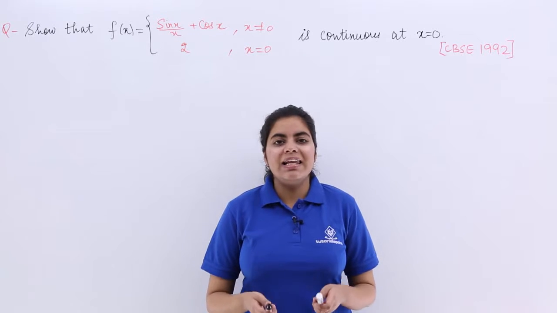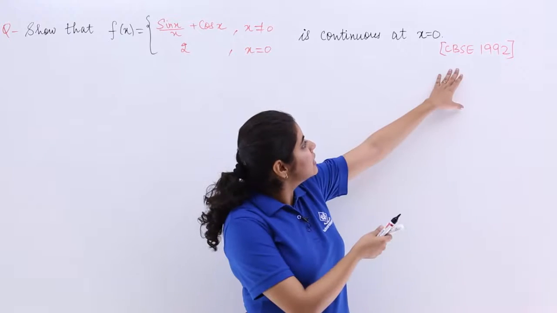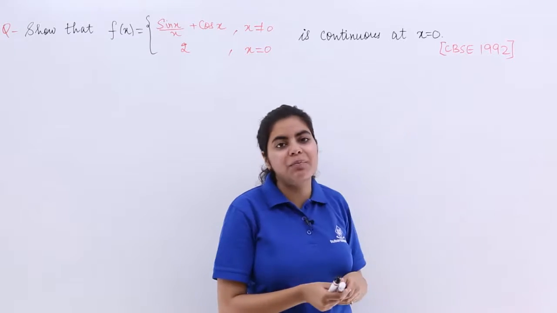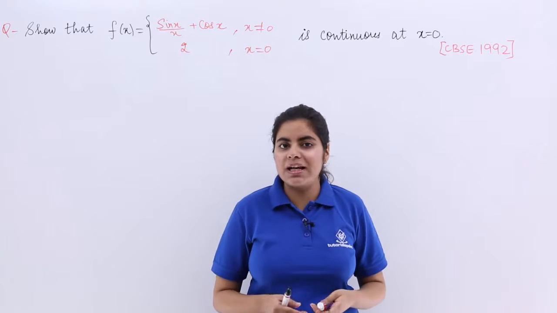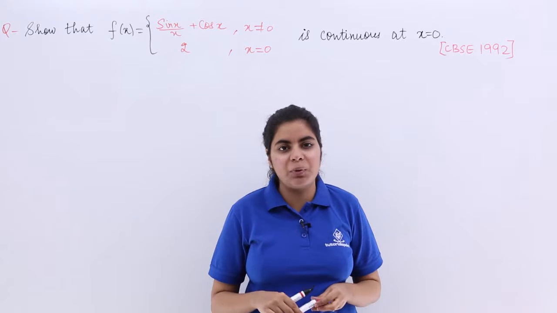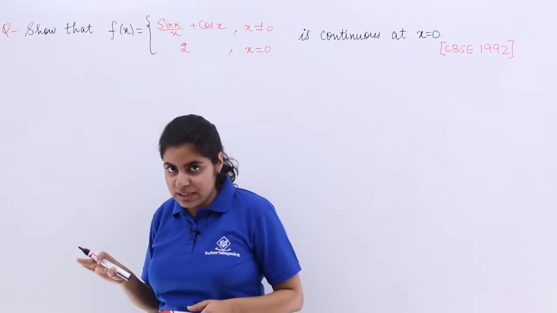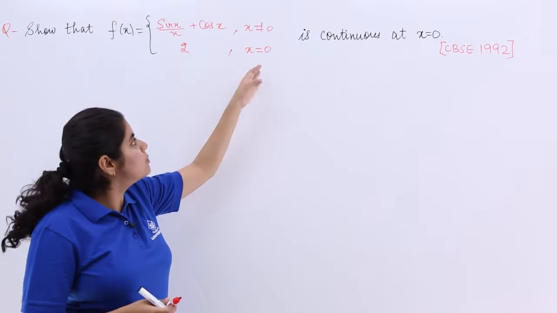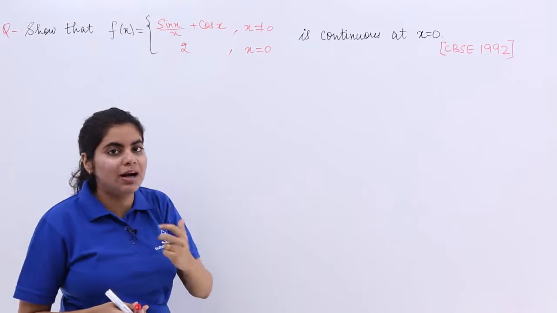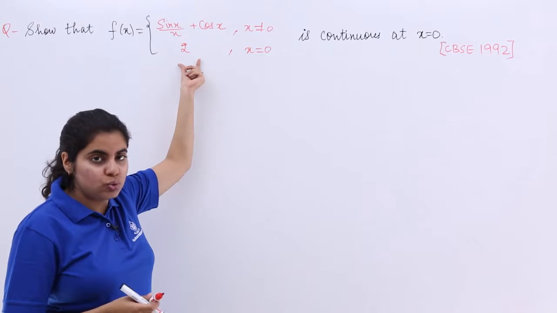In this video, let's see another numerical problem based on continuity which was asked in the CBSE examination in the year 1992, a previous year question. Now we already know what is continuity and we have seen one numerical problem on the same. This numerical problem says show that f(x) is equal to a function, and this function is basically bifurcated into two halves. At x equal to 0, the function value assumes 2.